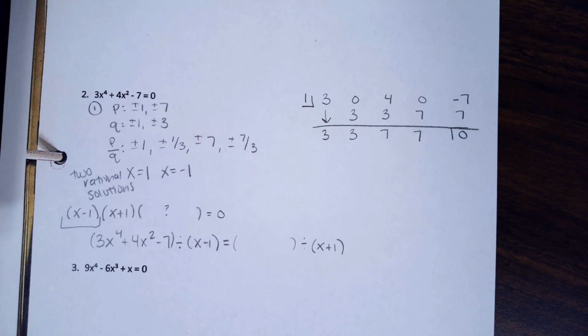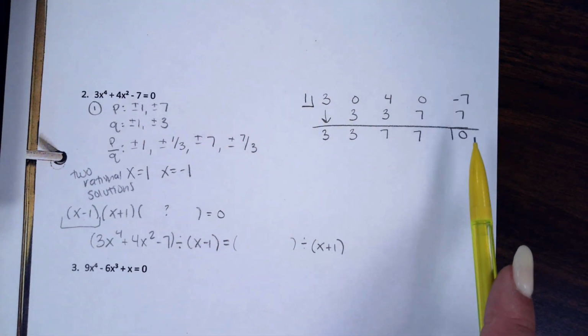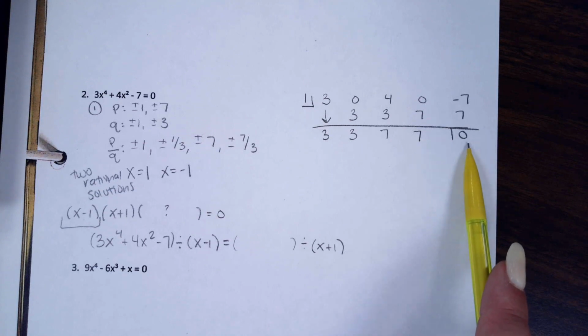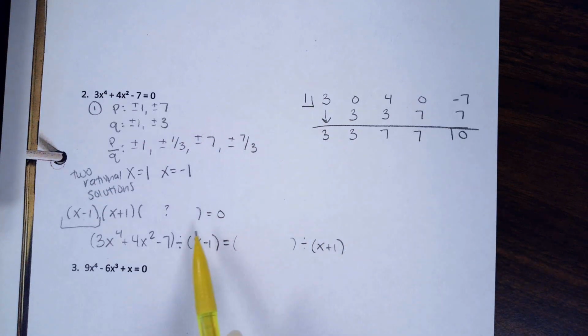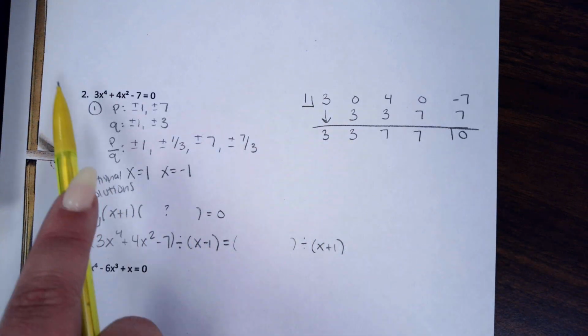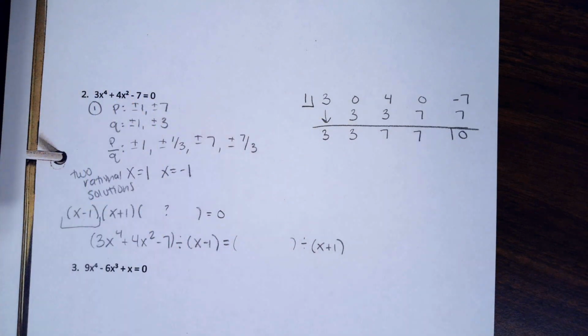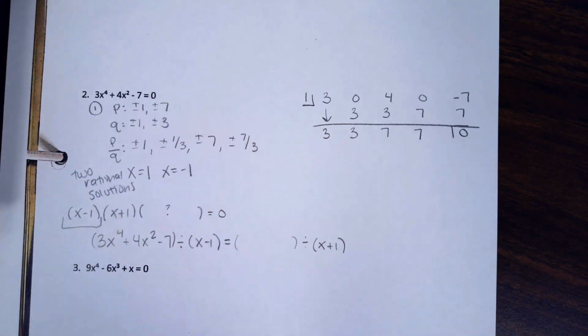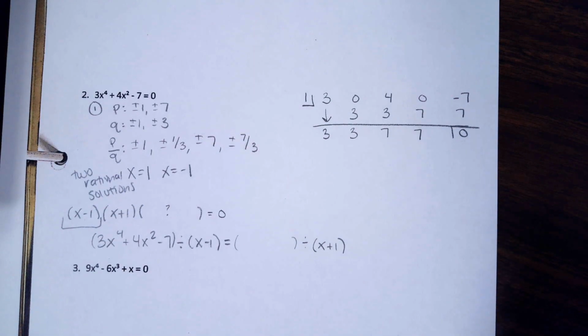We get remainder 0. It's very important that we get remainder 0 because we know x minus 1 is a factor of our original polynomial. So this should always be 0. If you get a remainder, you did something wrong. Go back and check. Now, normally we would write our answer.